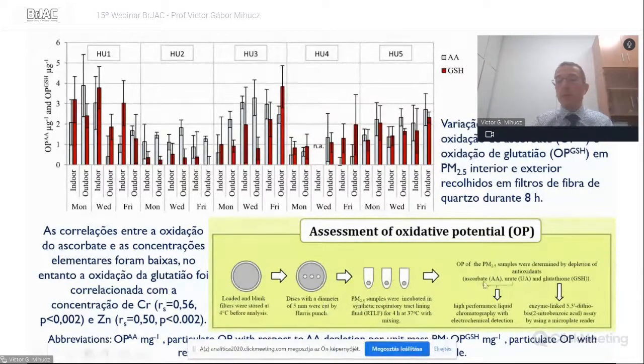And what was the first experience? Because of the membrane filters, these very, very small discs rolled. That's why the English colleagues asked us to perform the PM sampling onto quartz fiber filters, because that was much easier to handle and to perform the incubation. What was observed? They tried to incubate this respiratory tract lining fluid consisting of ascorbate, urate, and glutathione. Ascorbate and urate can be determined by high-performance liquid chromatography with electrochemical detection, and the glutathione by microplate reader using an enzyme-linked assay.